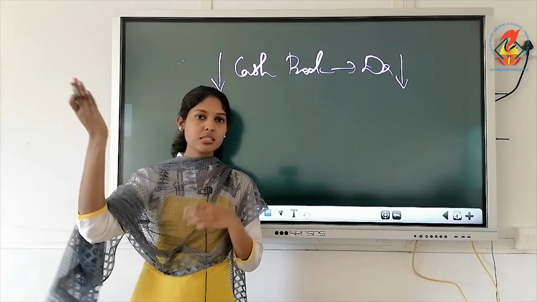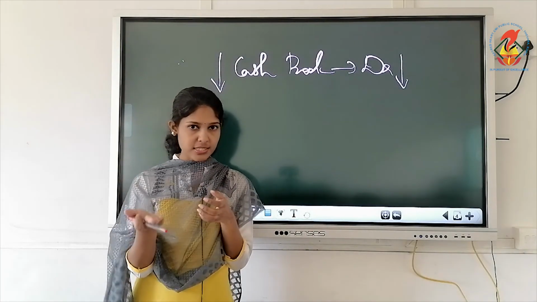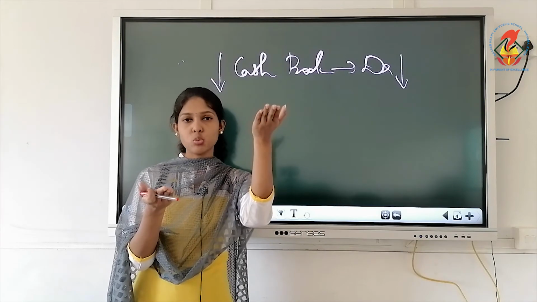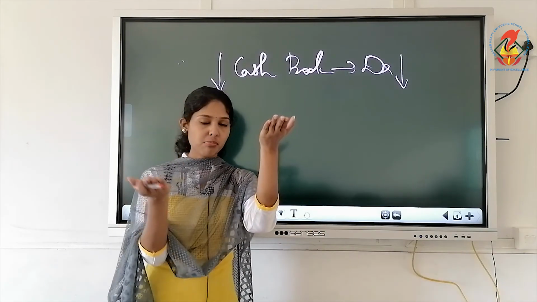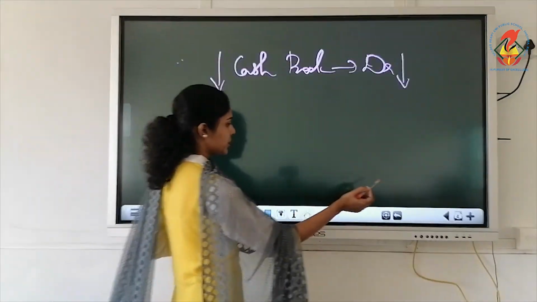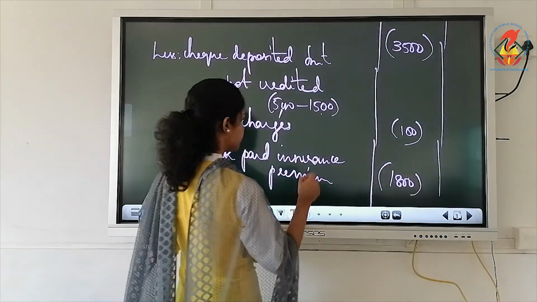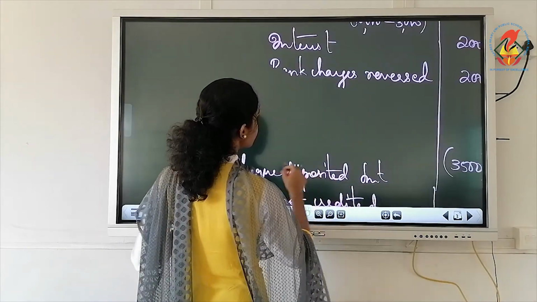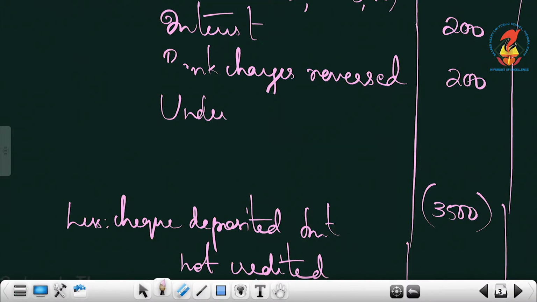Understood? Since the receipt side is less, cash book will have a lesser balance, whereas in the passbook there is no change. So what we have to do is add to the cash book. We can make changes only to the cash book. So add this particular item, that is 500 rupees, undercast of receipt side of cash book.